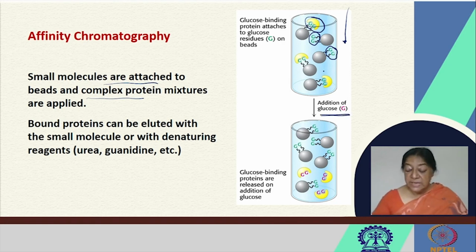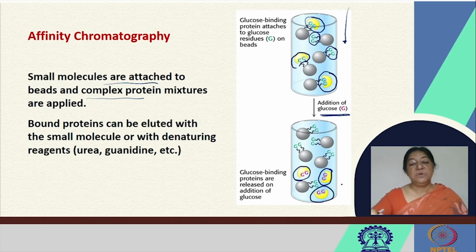Then what happens is we wash this column, anything else will be washed out of the column, and our protein of interest will be bound to the resin. Then we add additional glucose. So the protein is then removed or released from the beads, binds to the added glucose, and can be separated out. So we have a separation.